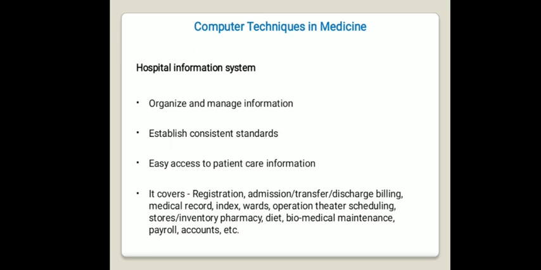A hospital information system generally covers areas like registration, administration or transfer, discharge, billing, medical record index, wards, operation theatre scheduling, store or inventory, pharmacy, diet, biomedical maintenance, payroll, accounts, etc.